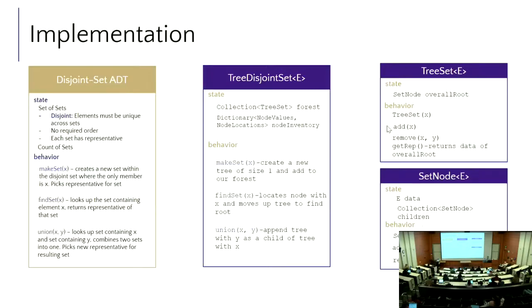Functionally, with the tree set, you need to be able to add something to an individual set. You can remove things from the set. And then we also need to be able to call get representative, which returns the data of the overall root. So to your question earlier, I was showing you those representatives of like 0, 1, whatever. That's the ADT stuff. Now that we're talking specifically about the tree disjoint set data structure, I'm going to use this tree set data structure, and that one is going to make the design choice to mark the set representatives as just the data of the overall root within that tree set.